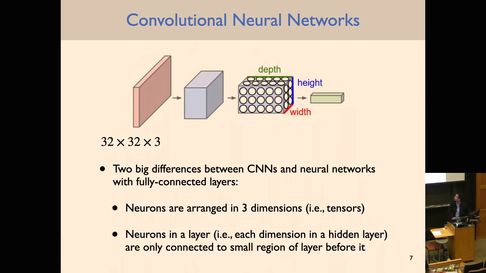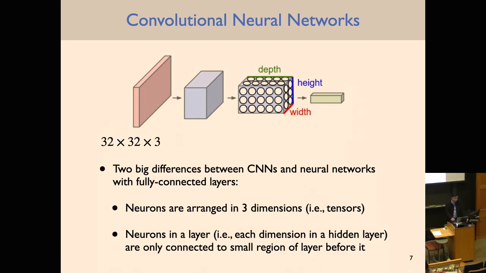So again, just at a conceptual level, we'll get into the details in just a bit. There are basically 2 major differences that convolutional neural networks have as compared to fully connected neural networks. The first difference, like I said, is that we're not just treating X as some arbitrary vector. We're going to think of it as a bunch of neurons that are arranged in 3 dimensions. So we're going to think of it as a tensor.